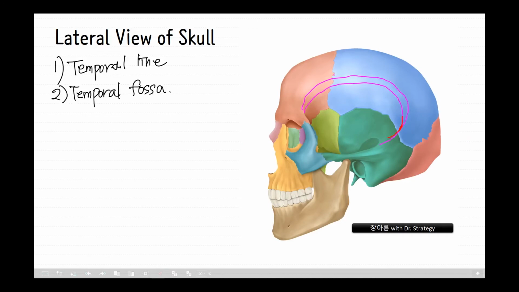The next structure I will talk about is the temporal fossa. This fossa is a shallow and wide depression on the temporal region and one of the largest landmarks on the skull. Here, the temporal bone, parietal bone, frontal bone, and the sphenoid bone's greater wing contribute to its concave wall.